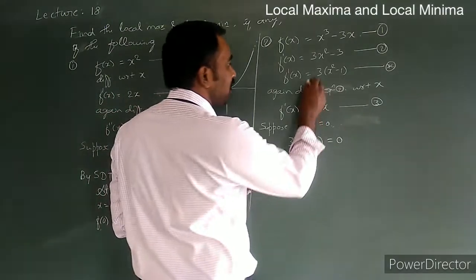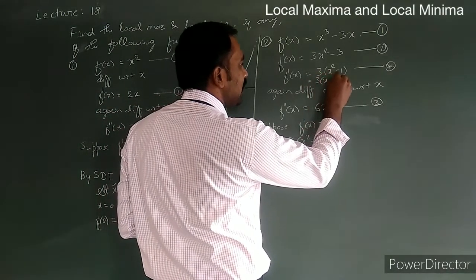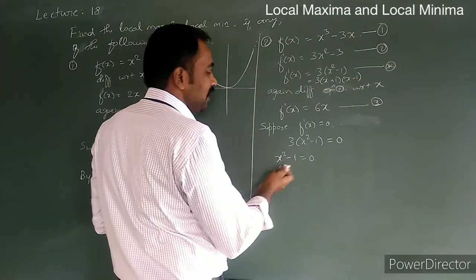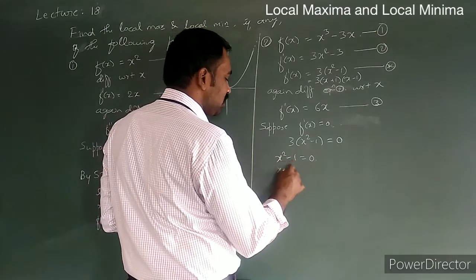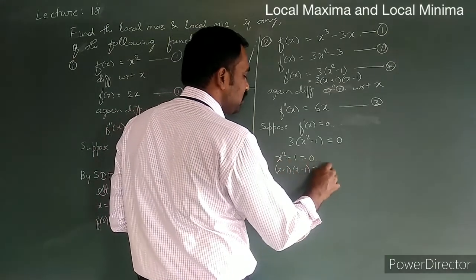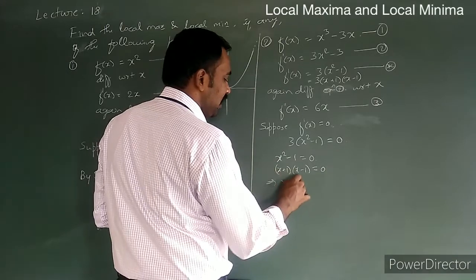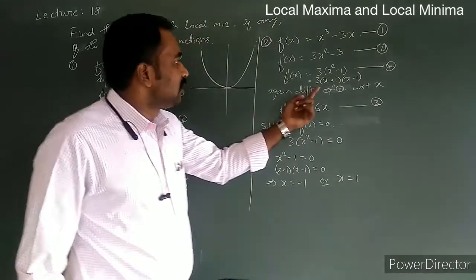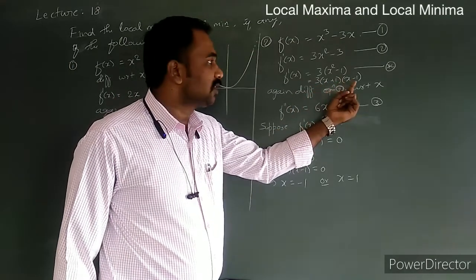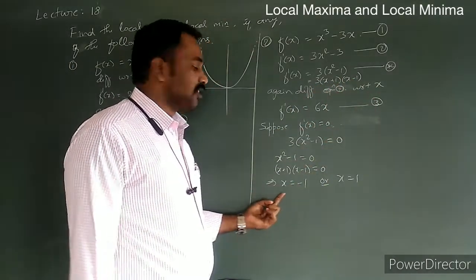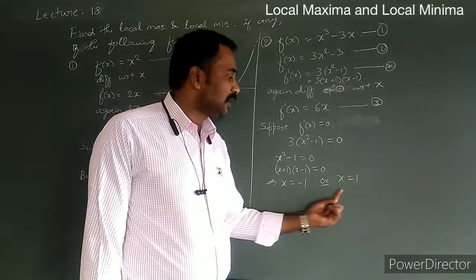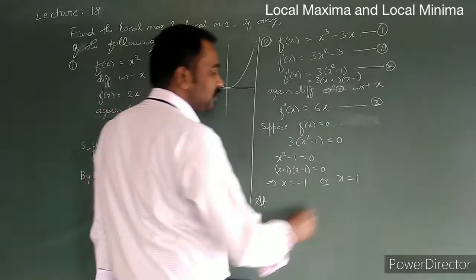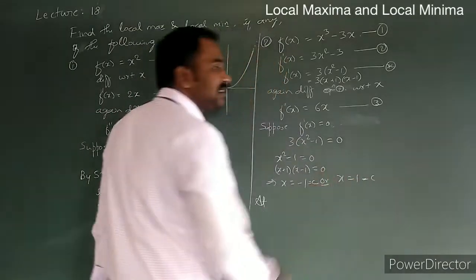x square minus 1, again we can rewrite. This is 3 into x plus 1 into x minus 1, factorized form. So x square minus 1, which is nothing but x plus 1 into x minus 1, is equal to 0, which implies either x plus 1 is equal to 0 or x minus 1 is equal to 0. So x is either minus 1 or plus 1. These are the two critical points, the c values that we discussed.